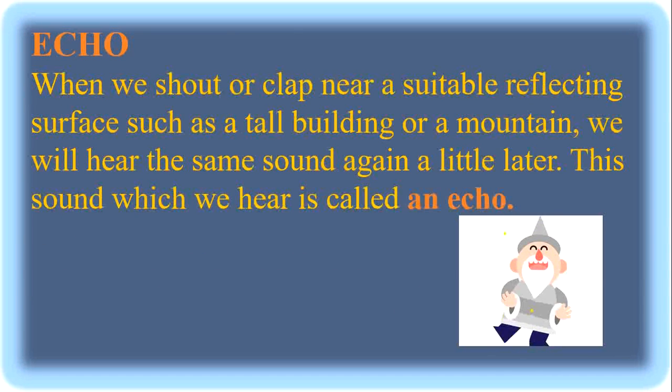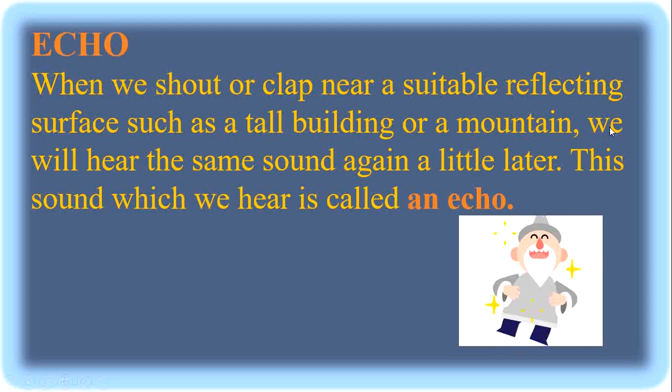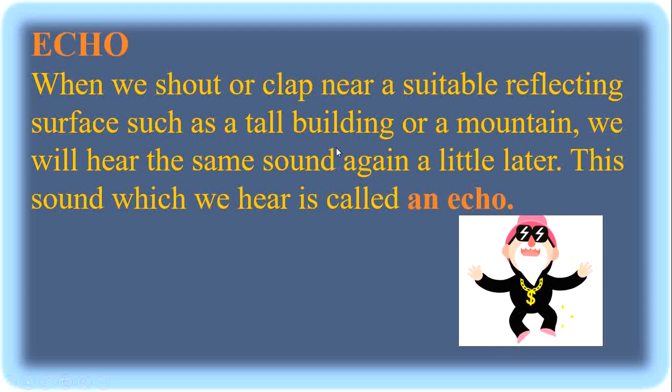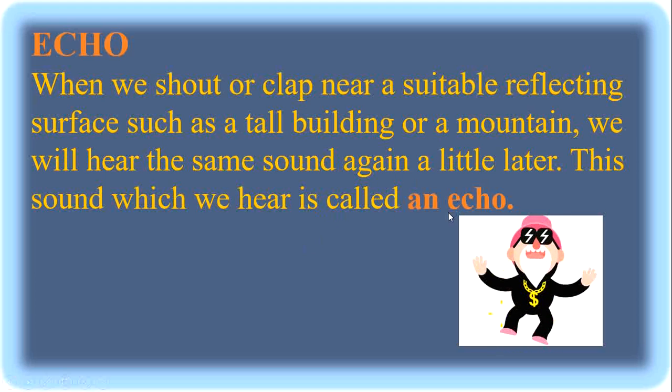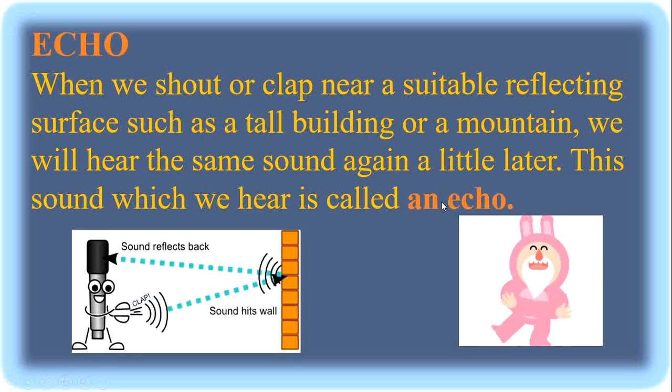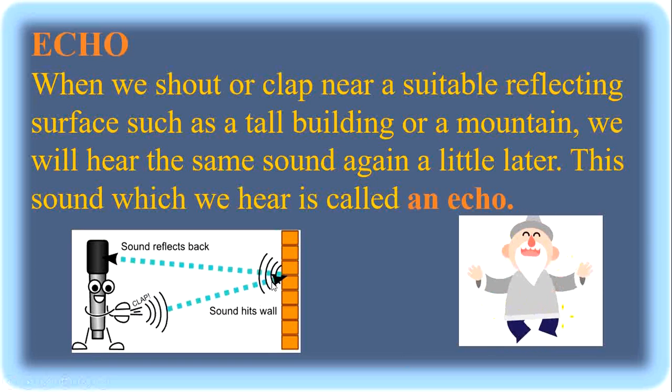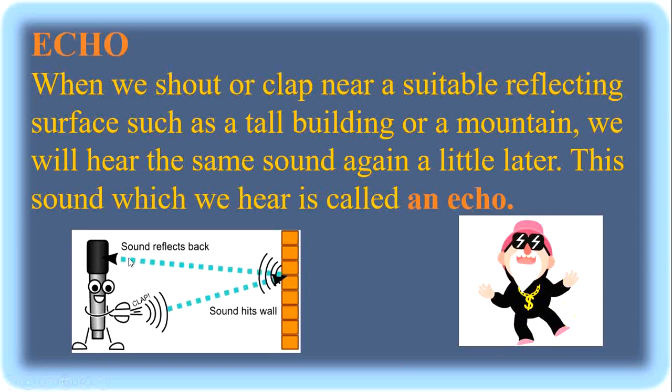Echo. What is called echo? When we shout or clap near a suitable reflecting surface such as a tall building or a mountain, we will hear the same sound again a little later. This sound which we hear is called an echo. See this diagram. A person is clapping. This sound hits the wall and then reflects back. So it is called an echo.